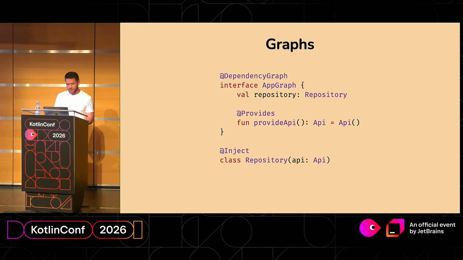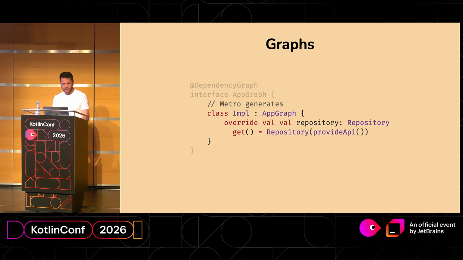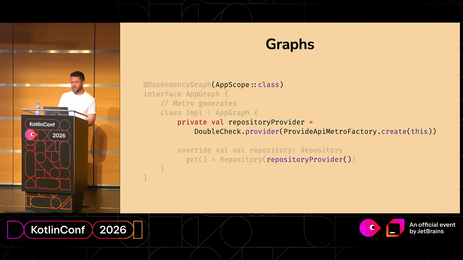So finally, we'll stitch all this together and generate the graph implementation class. So this again is nested and just extends the graph interface and implements all of its roots. Roots in Metro are accessors, so things that you are pulling off of the graph, as well as inject functions for things like member injection. If a binding is scoped, so say the repository itself, then they get moved to what we call a provider field, and they're wrapped in double check.